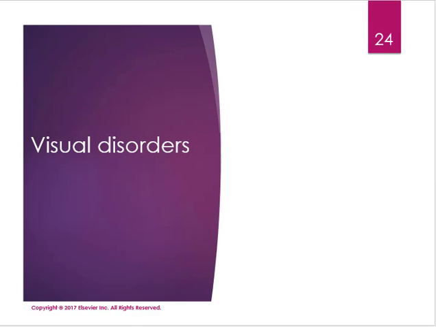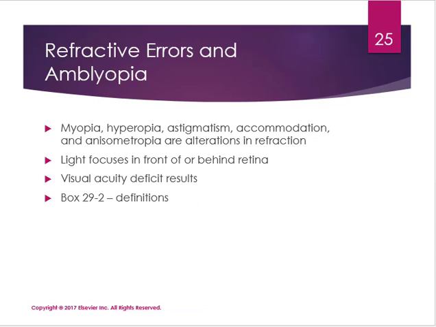So let's talk a little bit about visual disorders. And I will apologize in advance if I butcher some of these words. When we're looking at issues with the refractive power of the eye, we can include myopia, hyperopia, astigmatism, accommodation, and anisometropia as some of the common alterations that we see. Be sure and look at box 29-2, which gives some more descriptive terms for these eye conditions.